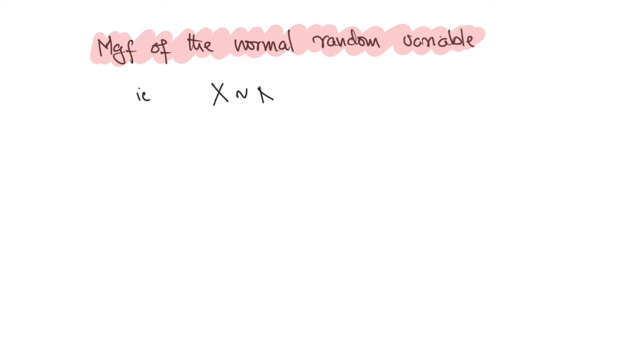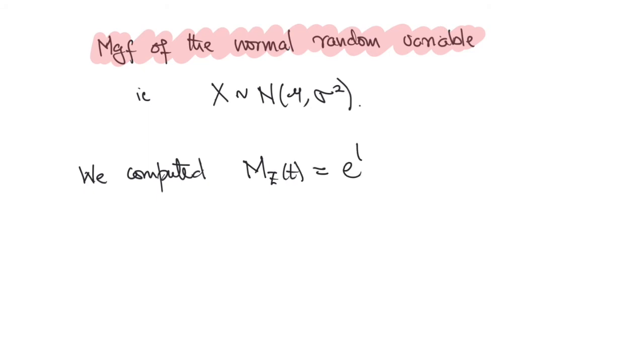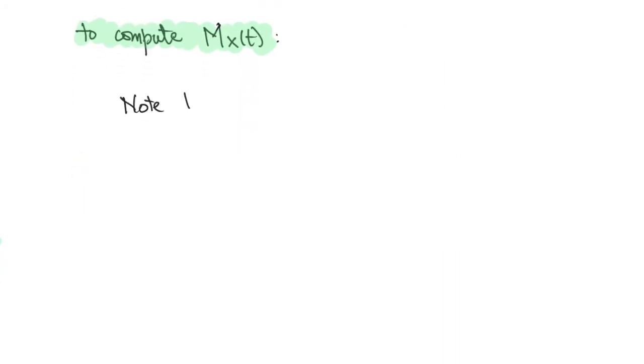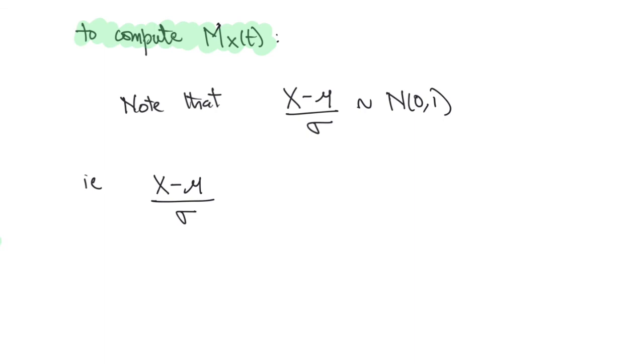We will now use the second theorem to calculate the moment generating function for an arbitrary normal random variable which has parameters mu and sigma squared. Recall that the moment generating function for the standard normal random variable was equal to e to the t squared over 2. And now to compute the moment generating function for X, we note that (X minus mu) over sigma has the standard normal distribution.